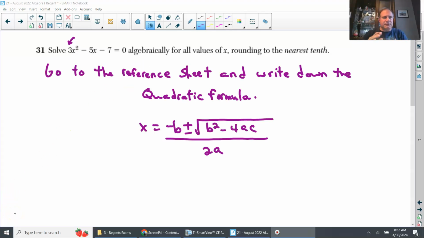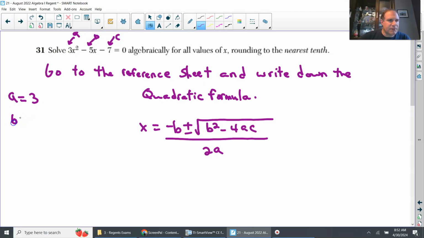So I did that. It is negative b plus or minus square root of b squared minus 4ac, all over 2a. All right, so now the second thing that I'm going to do is a equals, this is your a, this is your b, and then this is your c.